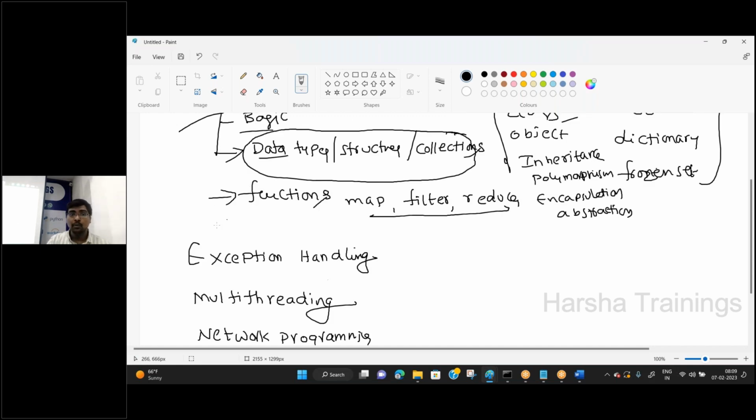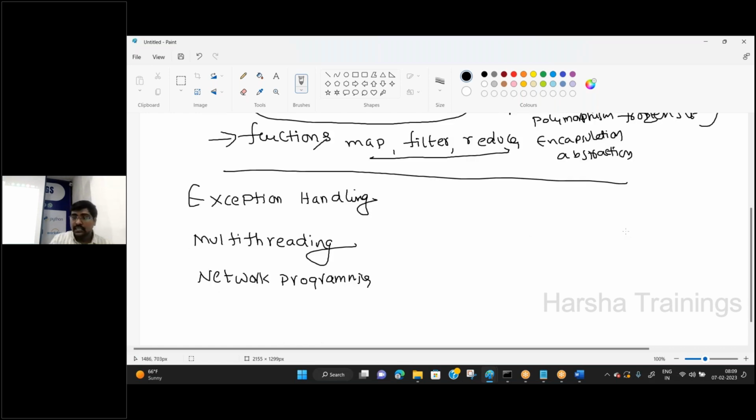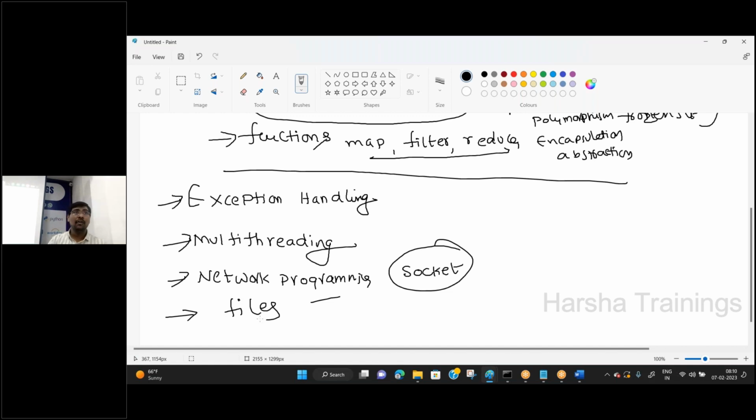Basics of Python means up to this one is completed. So along with the basics, we discussed some advanced topics. Exception handling is the topic. Multi-threading, that is different ways of multi-threading. So what are the different classes for creating the multi-threads? Network programming, also called socket programming, and the very important topic, files, the concept of files.